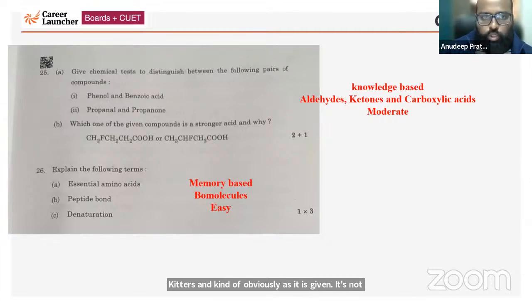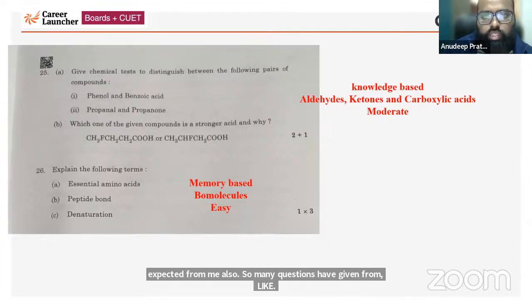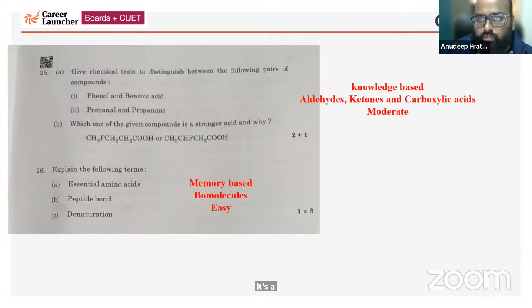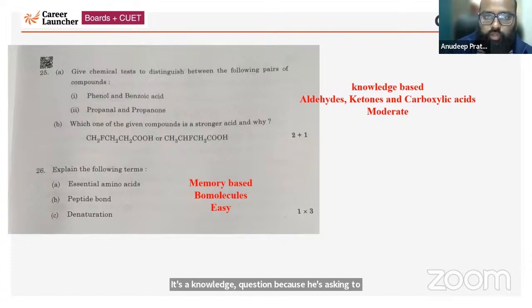It's a knowledge-based question because he's asking to distinguish between phenol and benzoic acid. So benzoic acid is more acidic than phenol, so you need to add sodium bicarbonate. That kind of thing may not strike everyone at that point of time. So that's why I'll say this is a kind of moderate question.